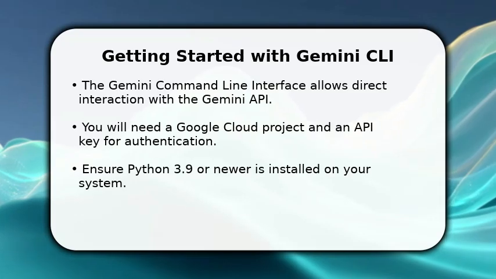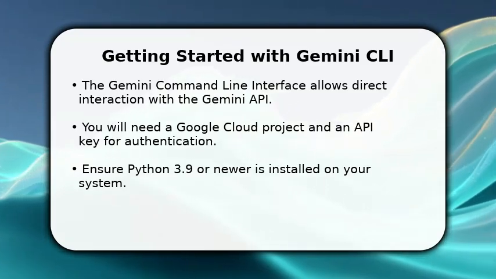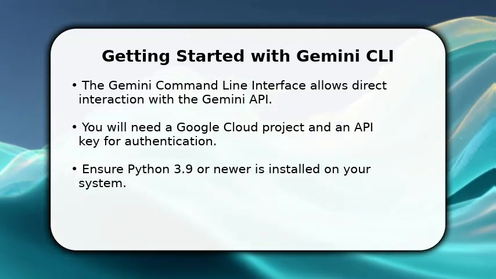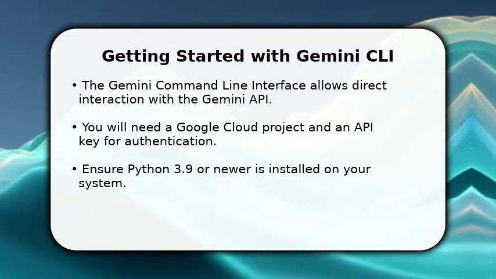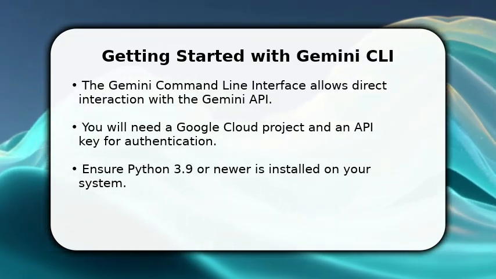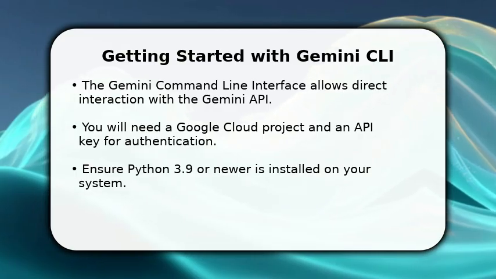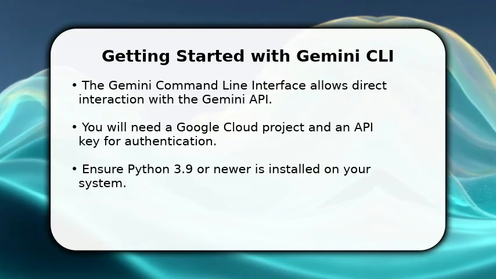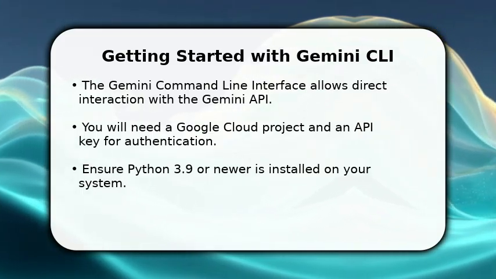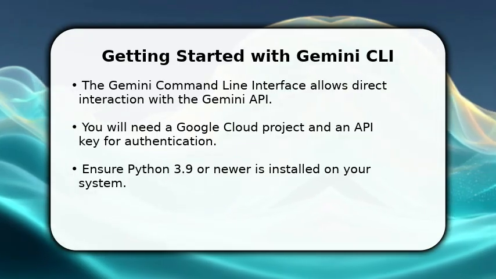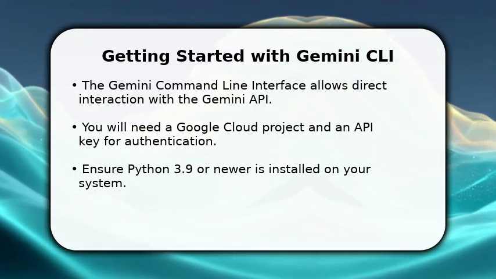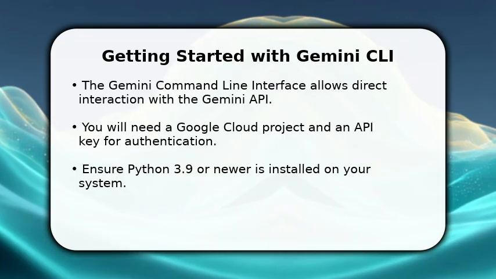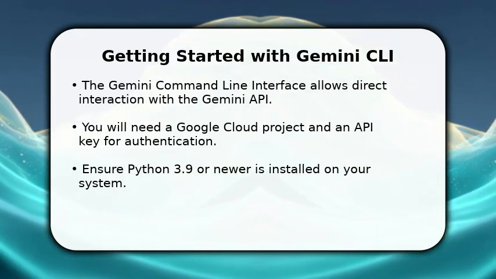In this video, I will explain how to get Gemini CLI. First, you'll need to set up your development environment. Make sure you have Python version 3.9 or newer installed on your computer. Next, you'll need a Google Cloud project and an API key. This key is essential for authenticating your requests to the Gemini API. We'll walk through generating this key and configuring your system to use it, ensuring a smooth setup process.